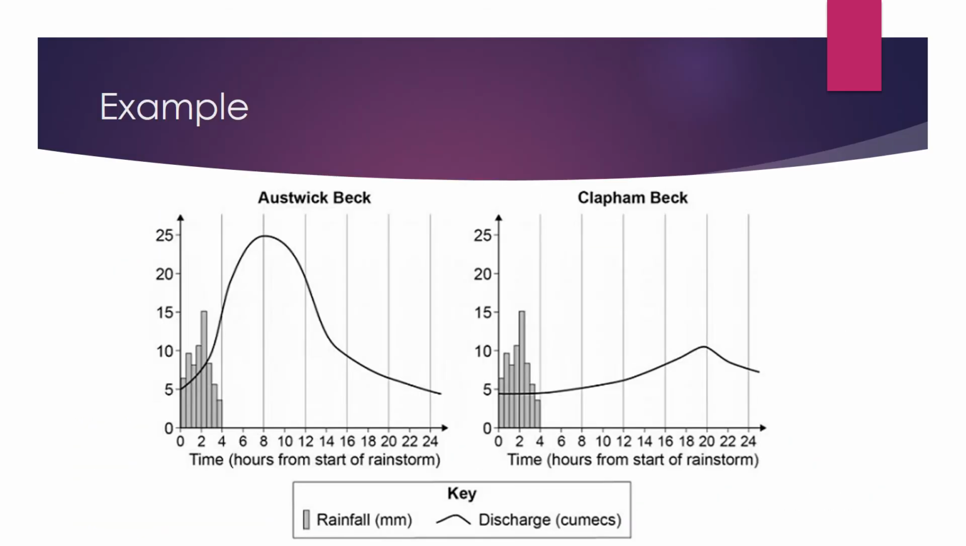Okay, now let's have a look at the example. On here you've got two hydrographs. We've got Ostwick Beck and Clapham Beck. You'll notice that the rainfall was exactly the same over a 4-hour period, and the peak rainfall occurred at the same time, but the lag time was different. On an exam you'll have to suggest why this happens.